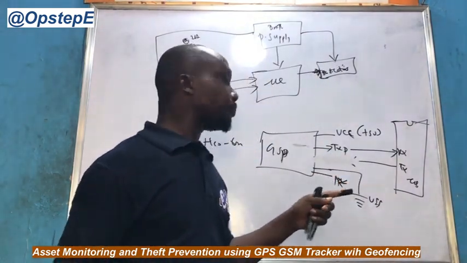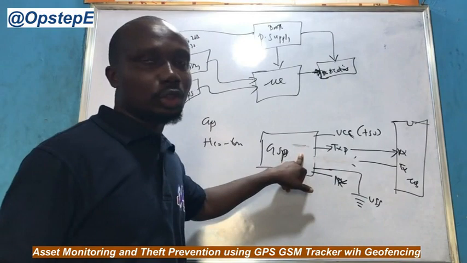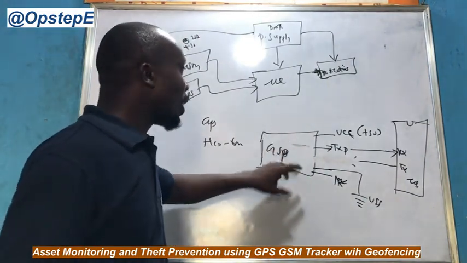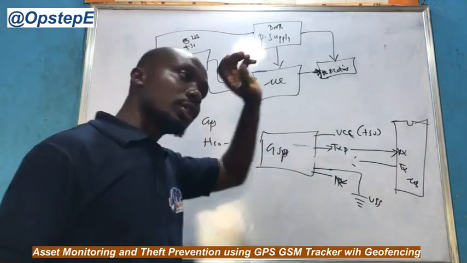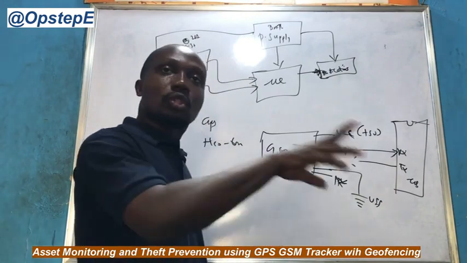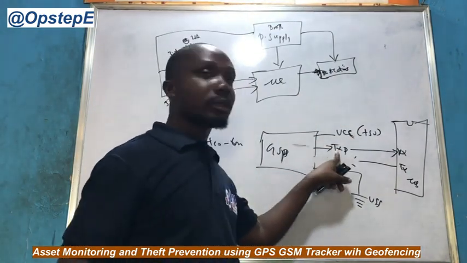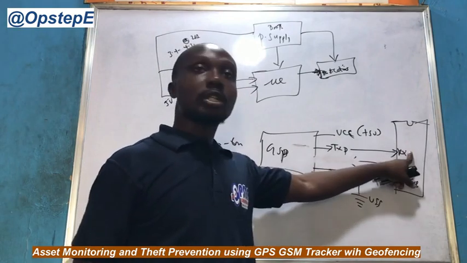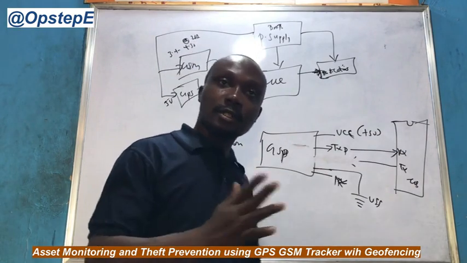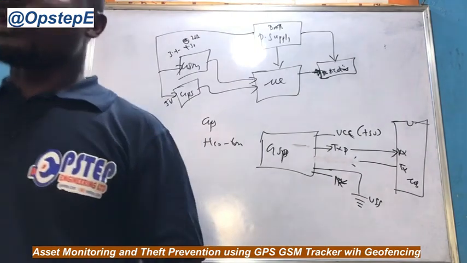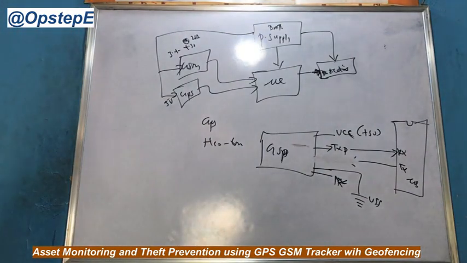Do you understand it? So that's all you should know about GPS. So long as you give it voltage, it connects to the satellite, it just continues to download the content of the satellite and then transmit it through this line. All you need to do is keep receiving it and then make sense of it. That's on the GPS.